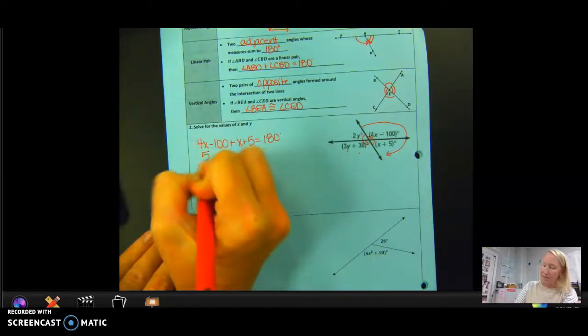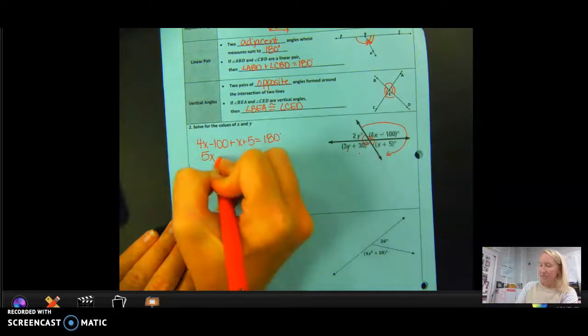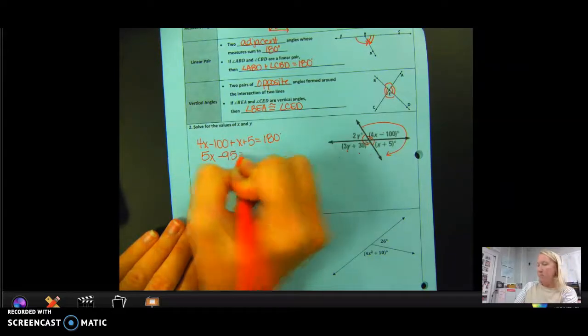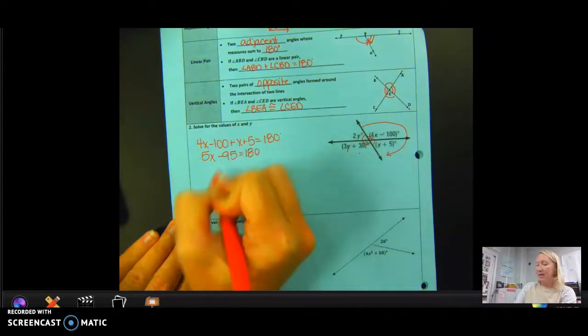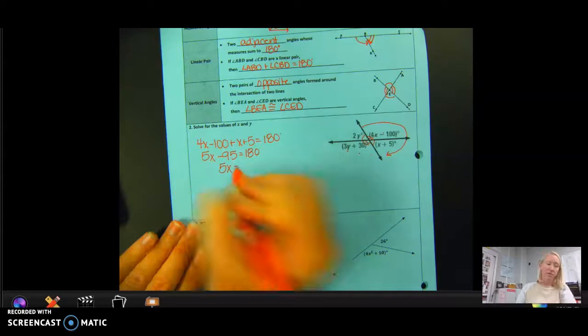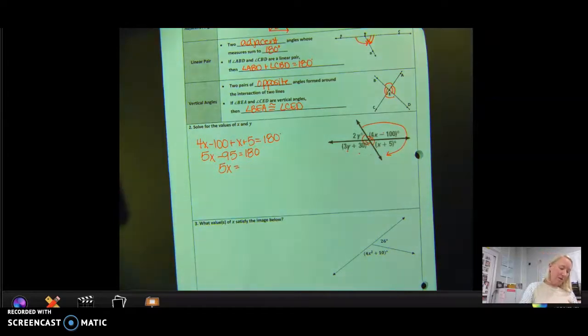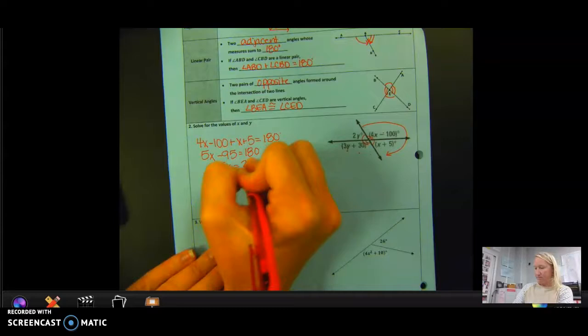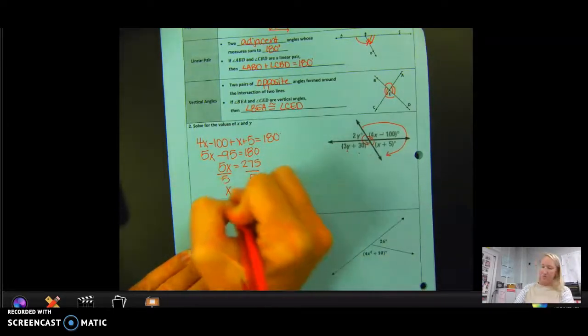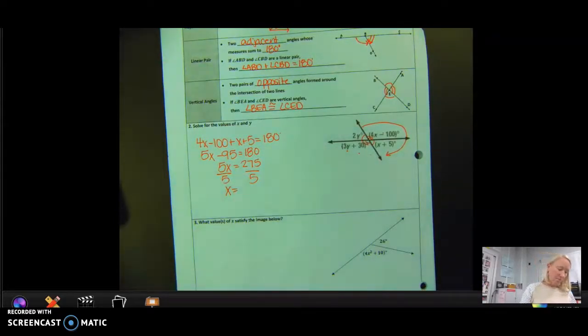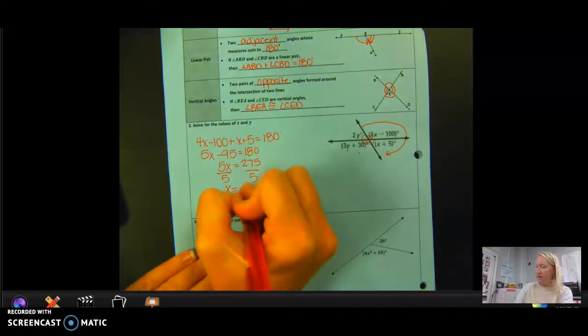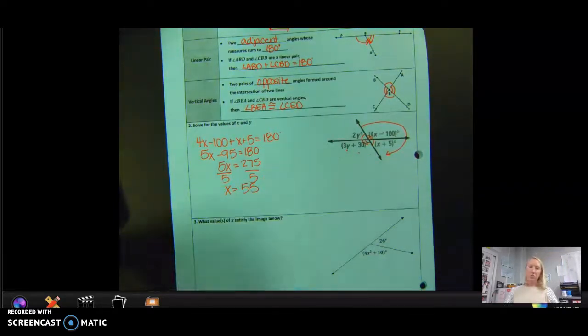Combine like terms, so 5x is negative 100 plus 5 is negative 95 equals 180. I'm going to add 95 to both sides. So 180 plus 95 is 275. Divide by 5, divide by 5, I get x equals 55.